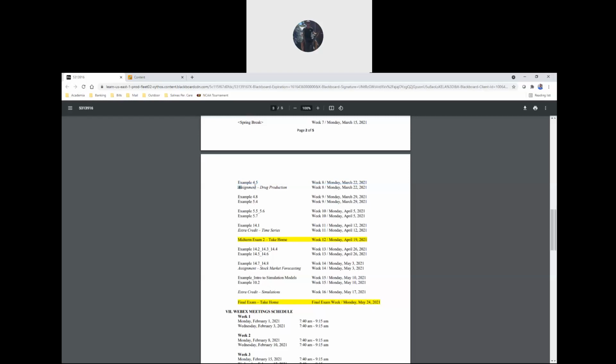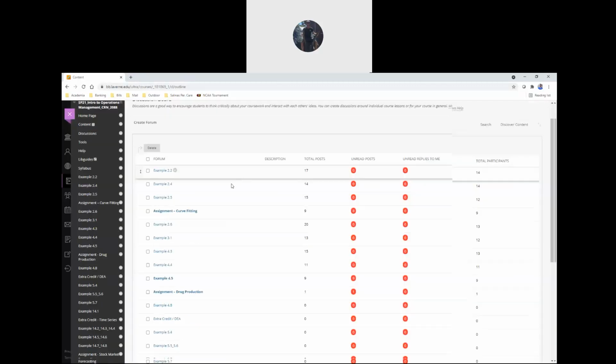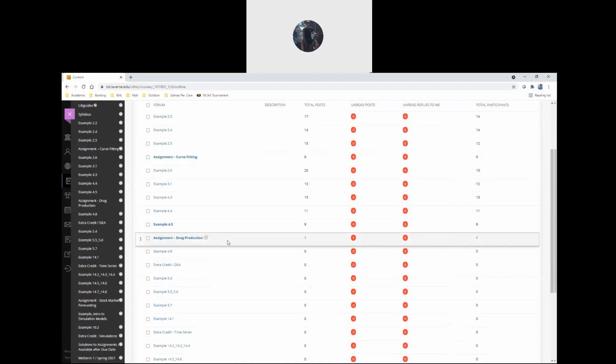So what we're going to do today is the assignment drug production, and then on Wednesday we'll do example 4.8. So we're kind of again 1 week behind, but we're getting caught up here. Today's assignment is the assignment drug production. All right, so again, this one and this one are due today, and we'll do this one in class today. It's due next Monday.